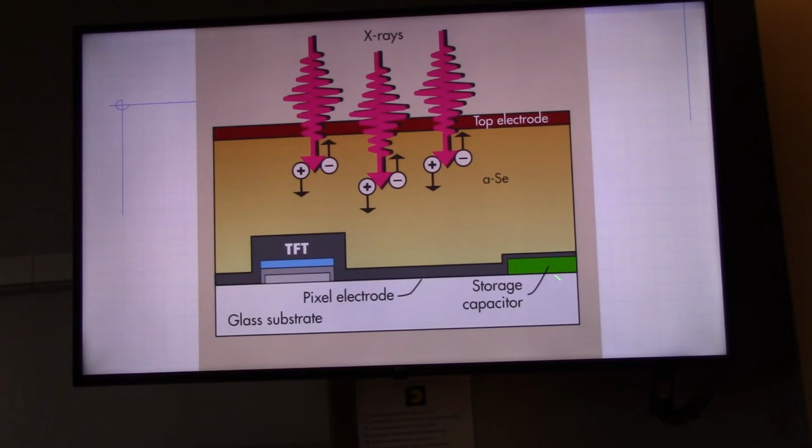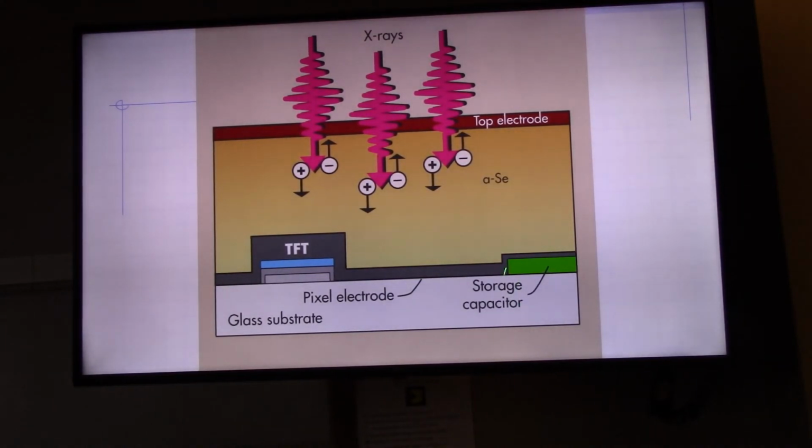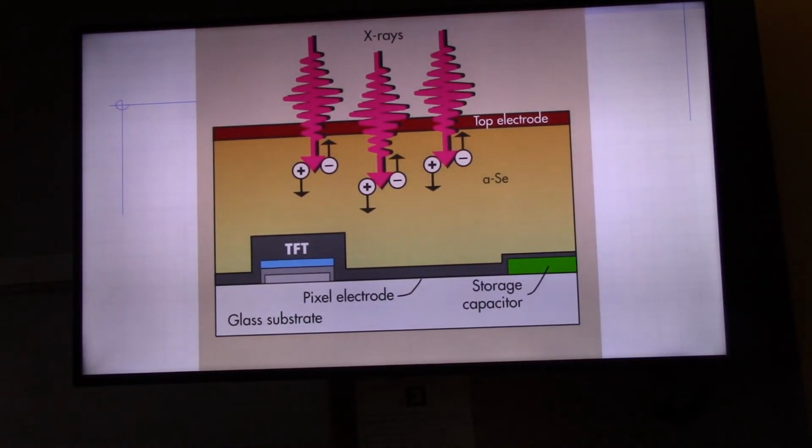There's a capacitor here that's picking up the electrical charge, and then at the proper time, whenever we're ready to read this particular pixel, we trigger the TFT to collect the electronic charge, and then we can say, okay, a whole lot of photons hit this, or just a few photons, or maybe no photons, so we're going to paint this thing white.